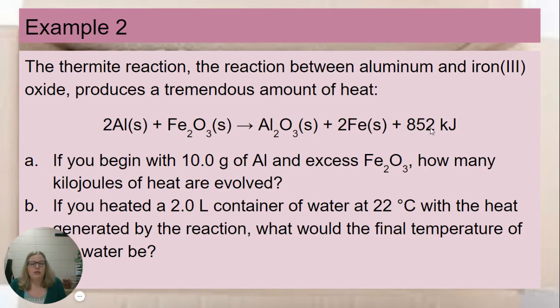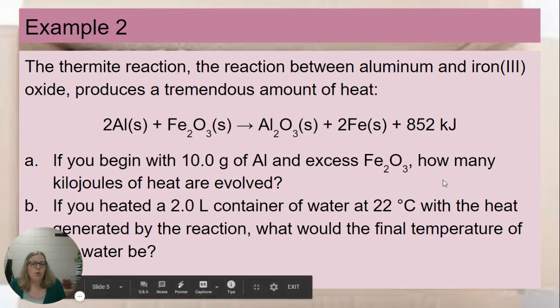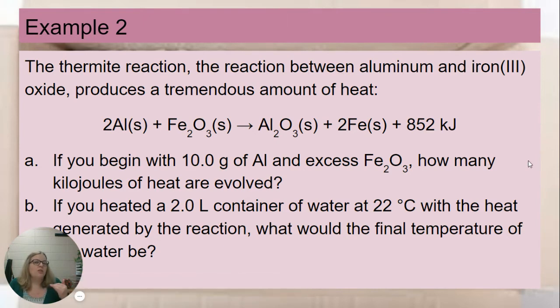Anyways, if you look here, it produces 852 kilojoules when 2 moles of aluminum react. So that's like 54 grams. It's not a lot. You get a lot of heat out of it. Very exothermic because heat is a product here. So question A says, if you begin with 10 grams of aluminum and excess Fe2O3, how many kilojoules of heat are evolved? Second part, if you heated a 2-liter container of water at 22 degrees Celsius with the heat generated by the reaction, what would the final temperature of the water be?